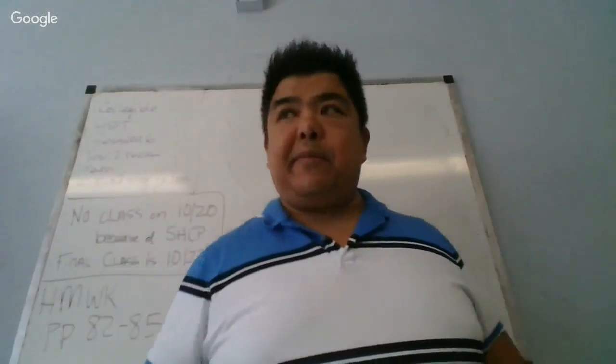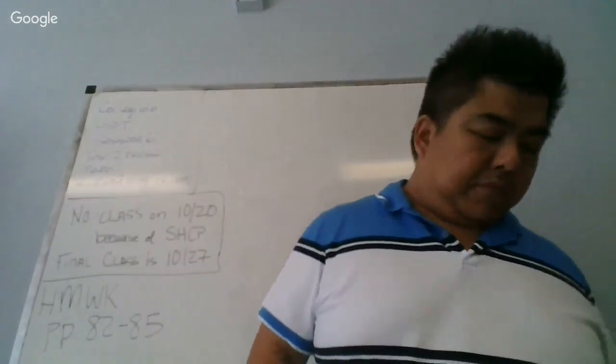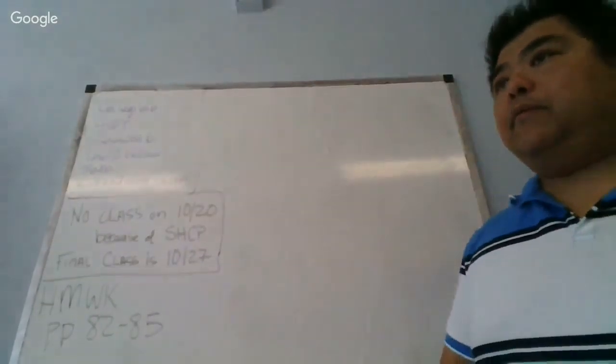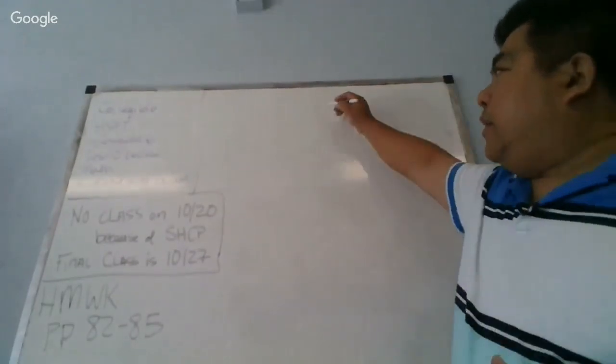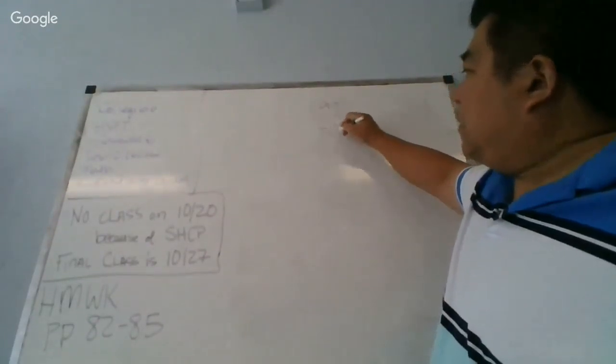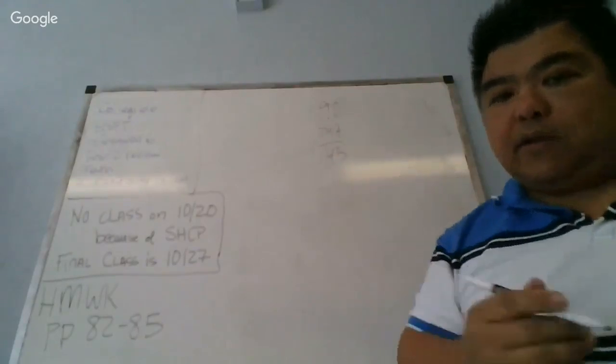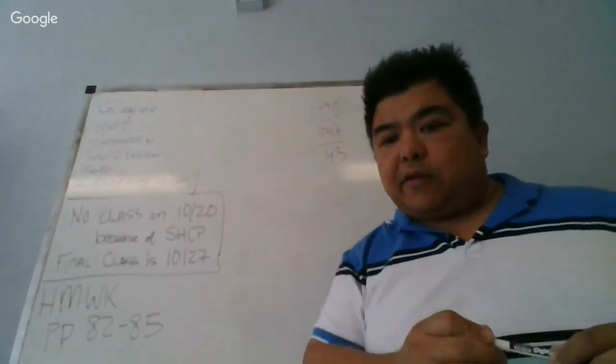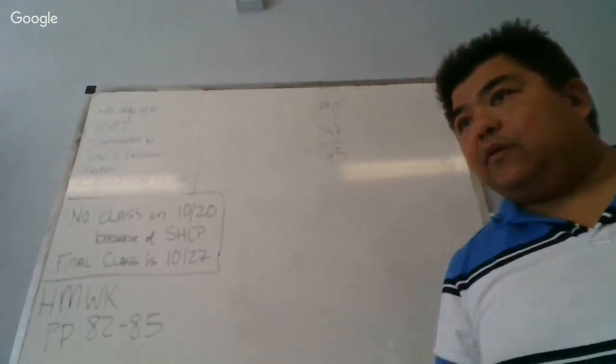All right, let's talk about these here. For number 1, Omar, what did you get on this one? 43. How did you do that? Since it was a right angle, it had to equal 90. I did 90 minus 47. Right, 90 minus 47, and you got 43. Good.